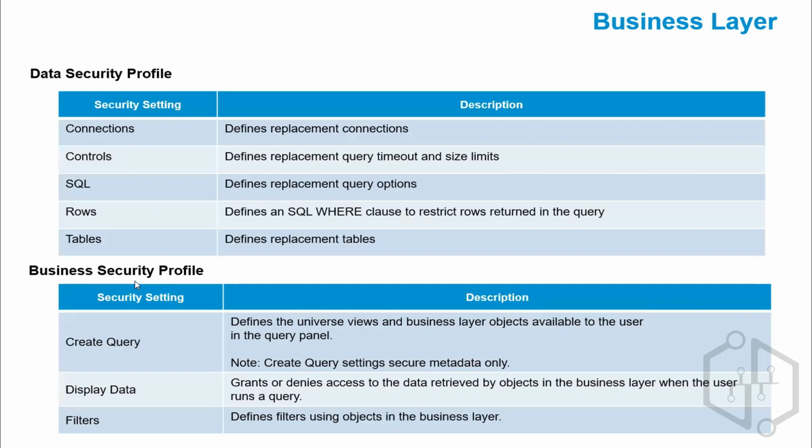We have two security profiles in the universe: a data security profile and a business security profile. The business security profile is defined on the universe views and business layer, whereas the data security profile is defined at the connection level itself.